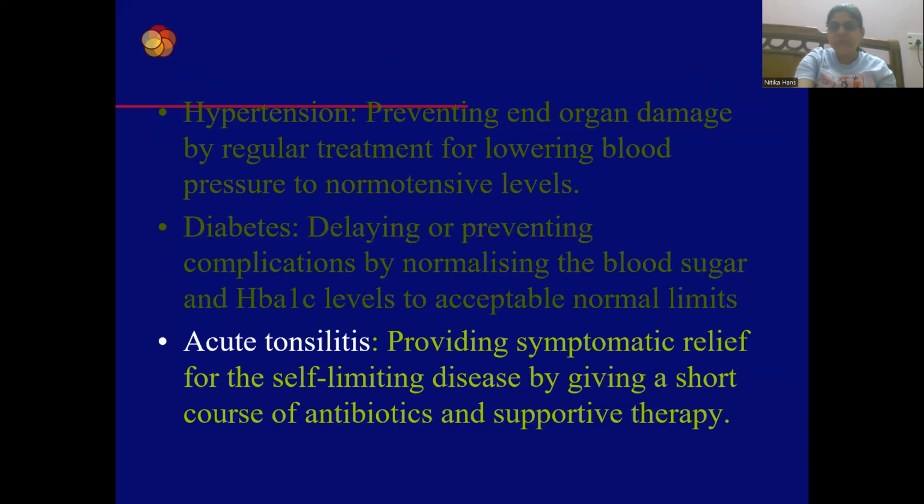normal limits. Acute tonsillitis, we can treat symptomatically, as it is a self-limiting disease, by giving a short course of antibiotics and supportive therapy. For the fever, we can give paracetamol. For the inflammation, we can give steroids, antibiotics to treat the infection, and we can give symptomatic relief. And as acute tonsillitis is a self-limiting disease.